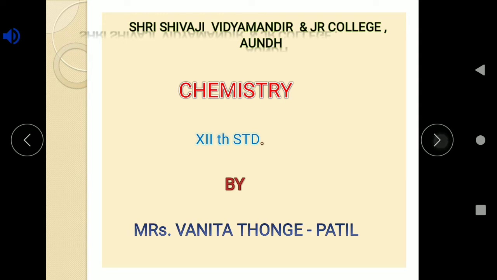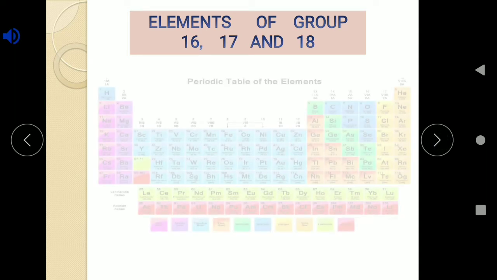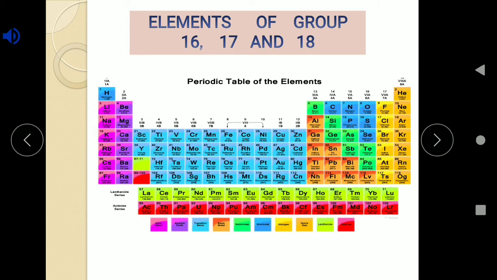As you all know, we have started with the seventh lesson of your syllabus, that is elements of group 16, 17 and 18. We call them P block elements. In the previous session, we started studying about the compounds of elements of group 17, in which the first compound we studied is chlorine. Its methods of preparation, its physical properties, its chemical properties and uses we learned about chlorine. Now, the next compound of group 17 is hydrochloric acid, which is there in your textbook.